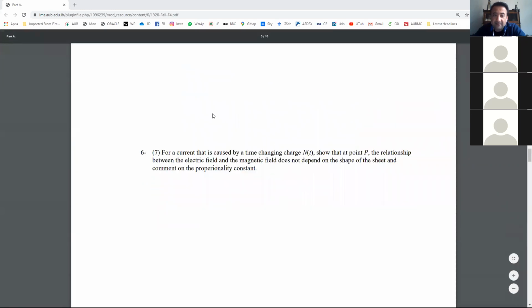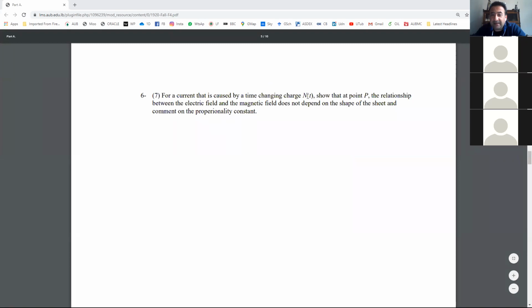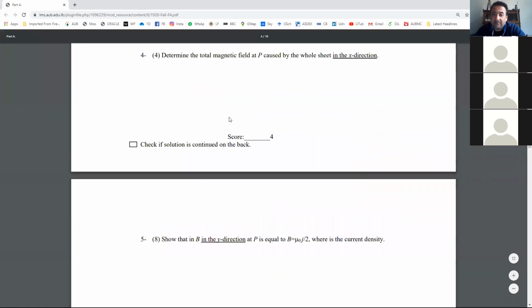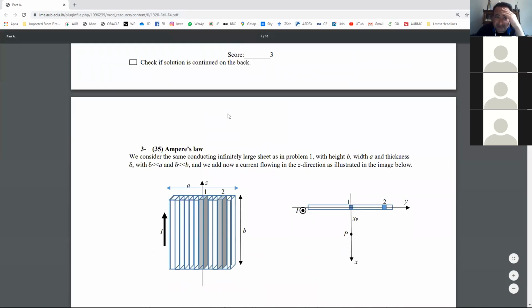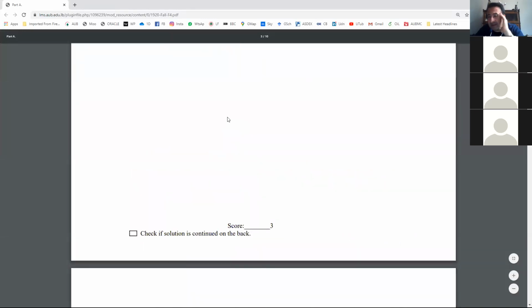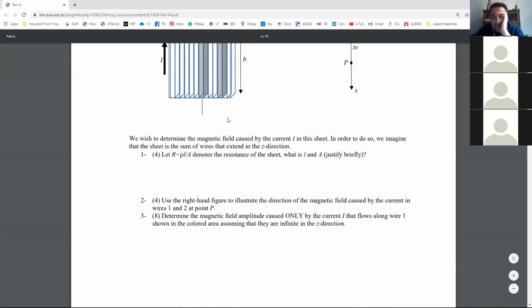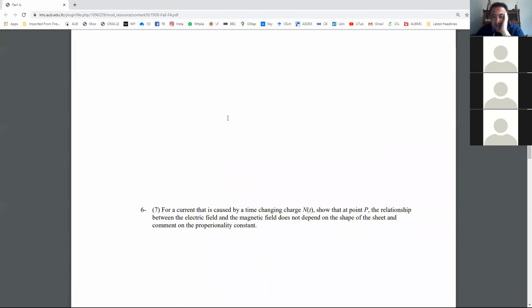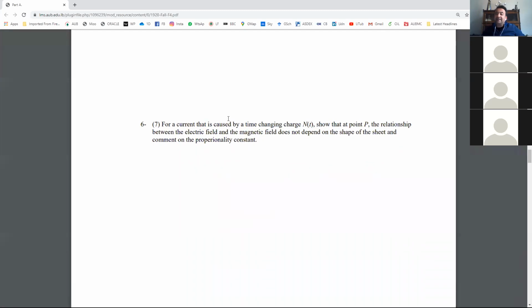and now. For a current that's caused by a time-changing n of t, show that at point P, the ratio between the electric field and the magnetic field does not depend on the shape of the sheet, and comment on the proportionality constant. So basically now, remember at the beginning of this exercise, we charged this sheet by removing some number n of charges. Okay, so the idea is to have, now my number n is time dependent, okay?